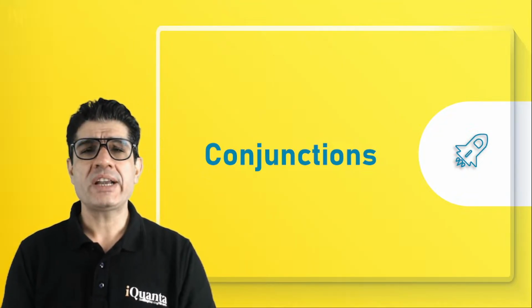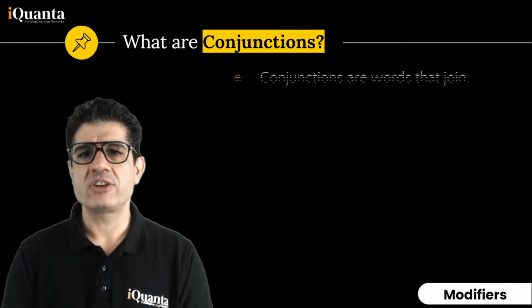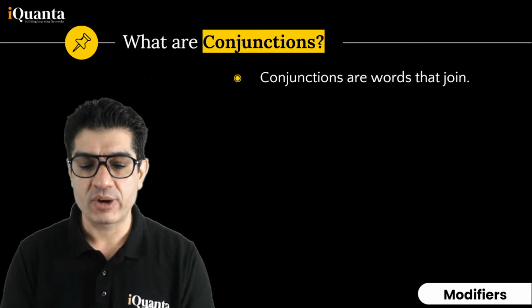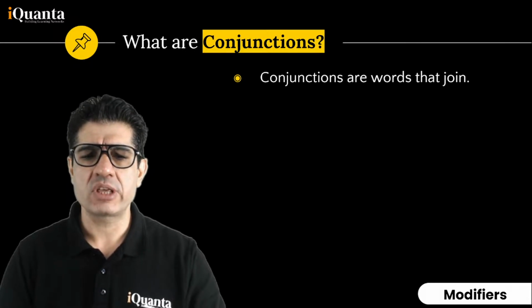So what exactly are conjunctions? Conjunctions are words that join things together. So which things do they join together?